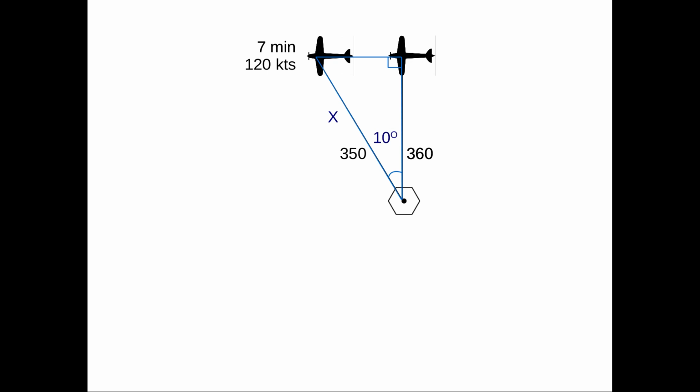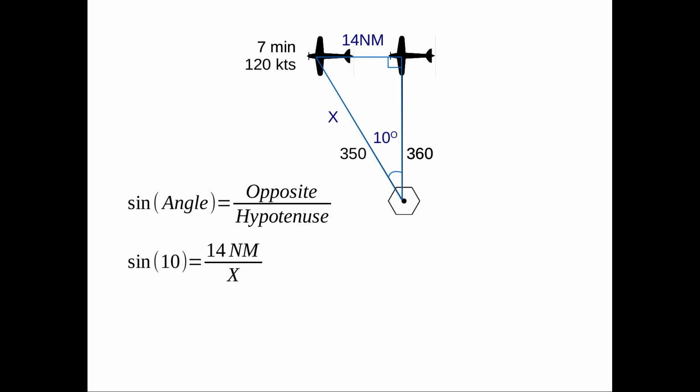Our angle is 10 degrees, and that comes from the fact that we flew from the 360 radial to the 350 radial. And the distance that we flew is 14 nautical miles, which simply comes from the fact that we flew for 7 minutes at 120 knots. So now we've got everything we need. We've got an angle, we've got a side opposite that angle, and we've got an unknown hypotenuse. So with those three things, we should be using the sine function.